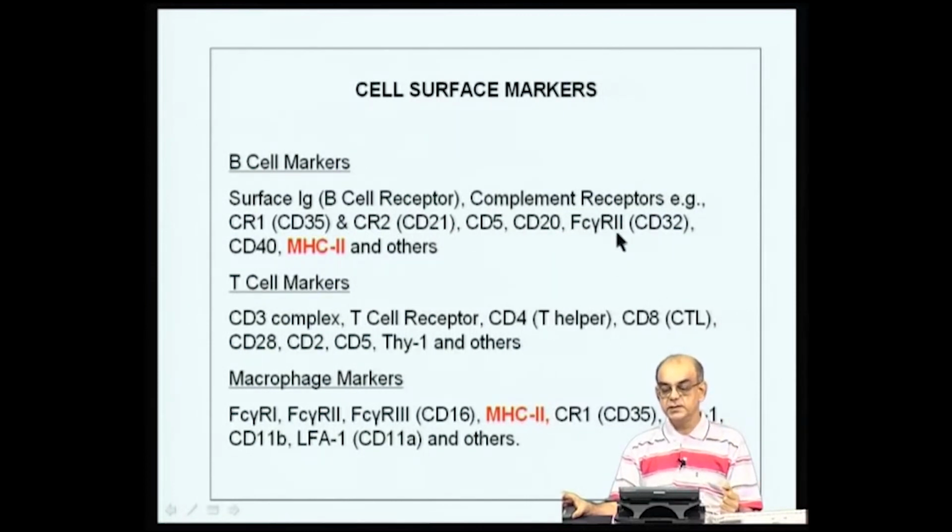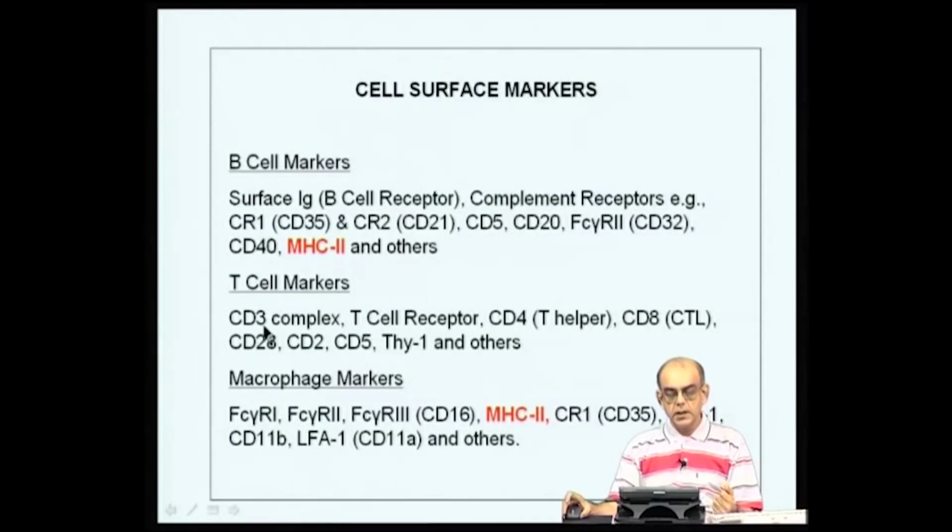So, you have Fc receptor 2 expressed on the surface of B cells, and therefore the immunoglobulin can stick to the B cells via the constant region of the antibody molecule, and if there is an antigen, it will stick via the variable portion of the antibody molecule. This is CD32, where the Fc is used to bind to the Fc receptor. Then CD40, MHC2, as well as other markers that are not covered in this slide.